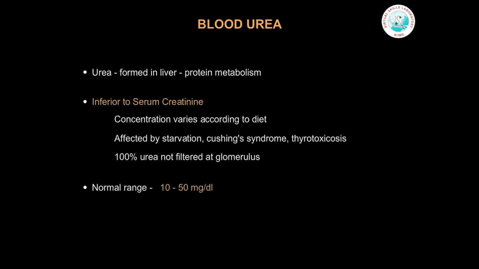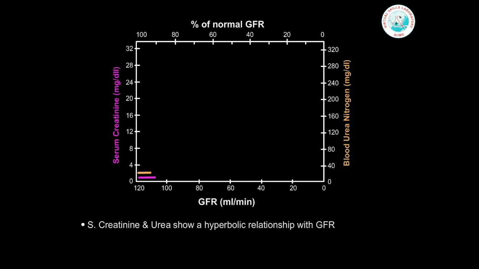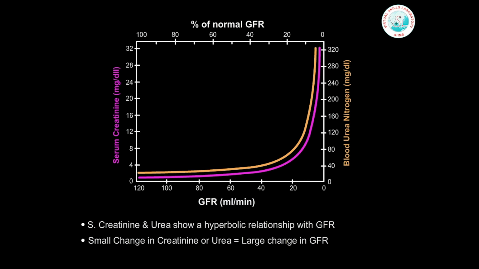The normal range of blood urea is between 10 to 50 milligrams per deciliter. States associated with increased level of urea in blood are referred to as uremia or azotemia. Serum creatinine and urea show a hyperbolic relationship with GFR. Small changes in their values are related to large changes in the GFR. Now, most of these tests assess glomerular function.